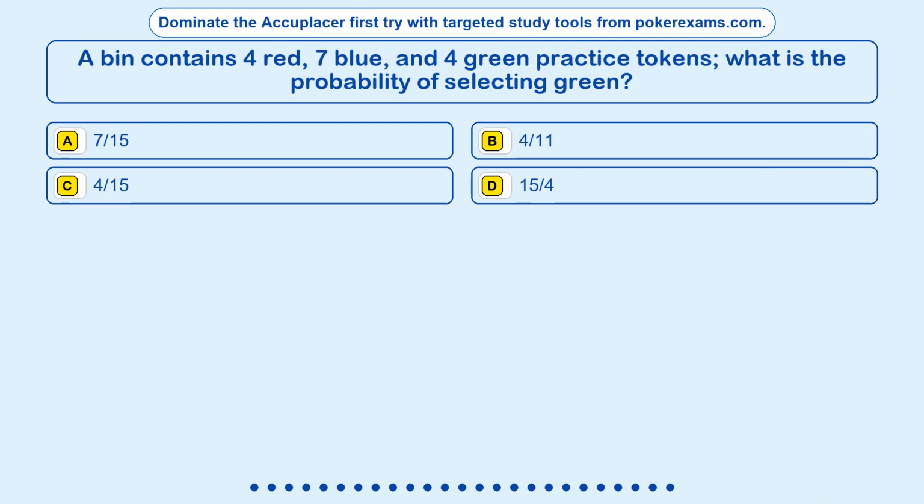Question 10. A bin contains 4 red, 7 blue, and 4 green practice tokens. What is the probability of selecting green? Option A, 7/15. Option B, 4/11. Option C, 4/15. Option D, 15/4.